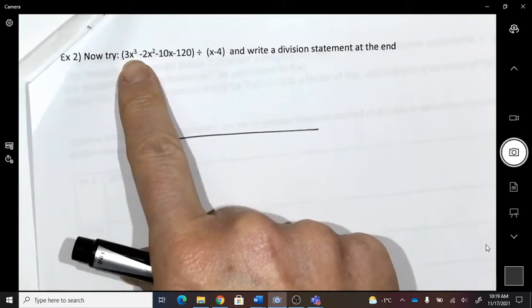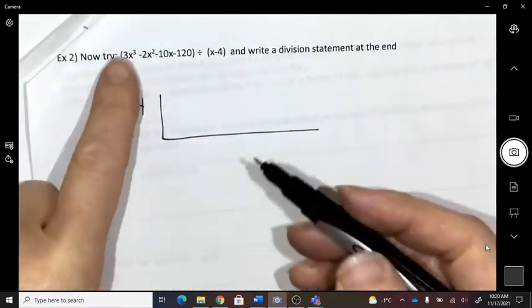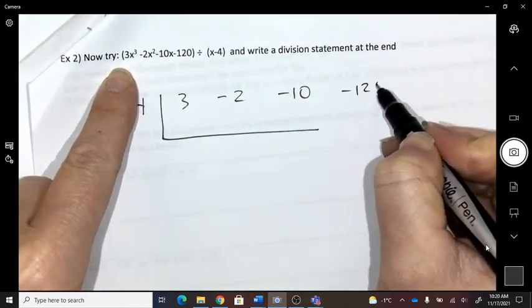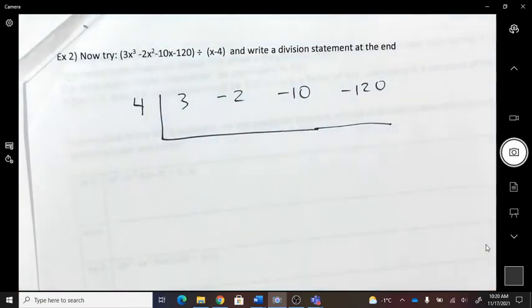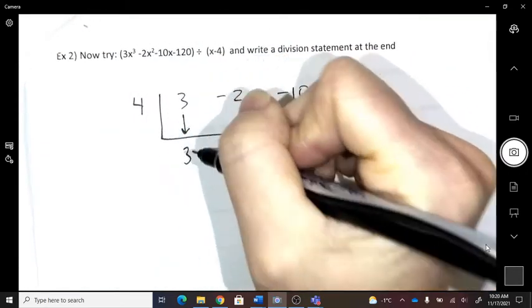We went from a cube, square, 1, none. We're good. The order's good. So 3, negative 2, negative 10, negative 120. Okay, so those are the coefficients in order. First step, bring that down.